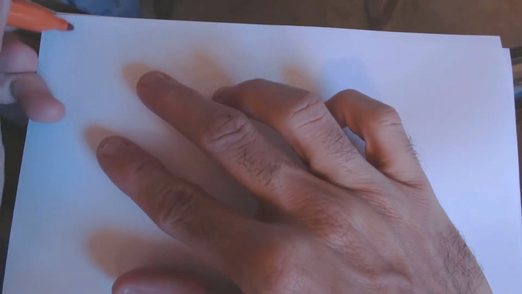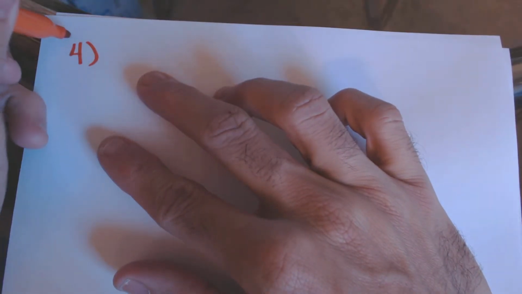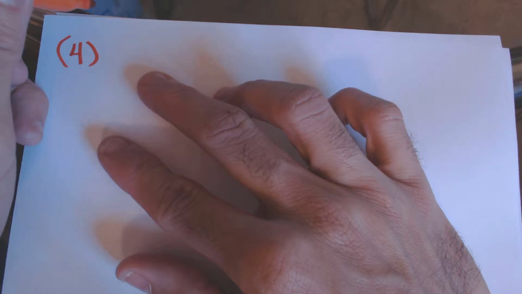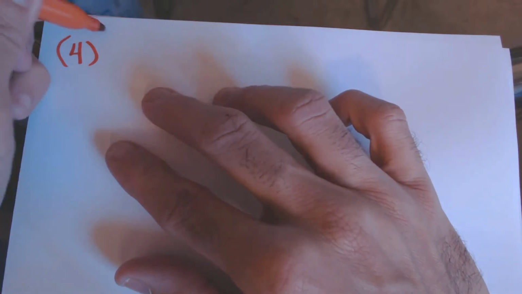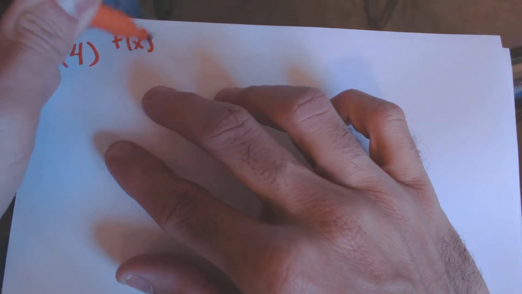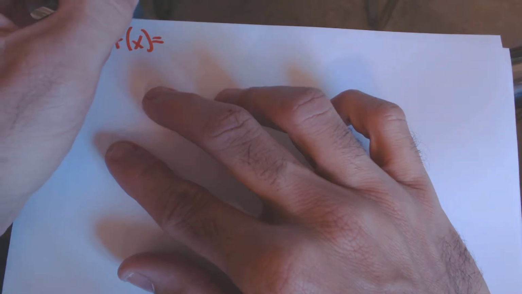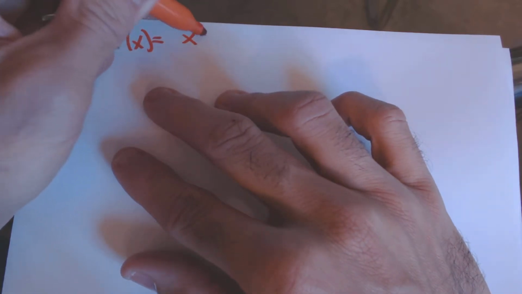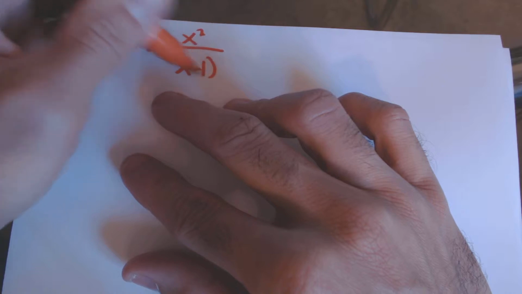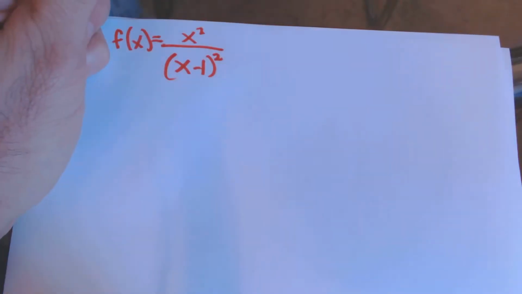Alright, we are on problem number 4 in section 13.3, concavity. Again, we're given a function and we're given the second derivative. The function is f of x equals x squared over (x minus 1) squared.